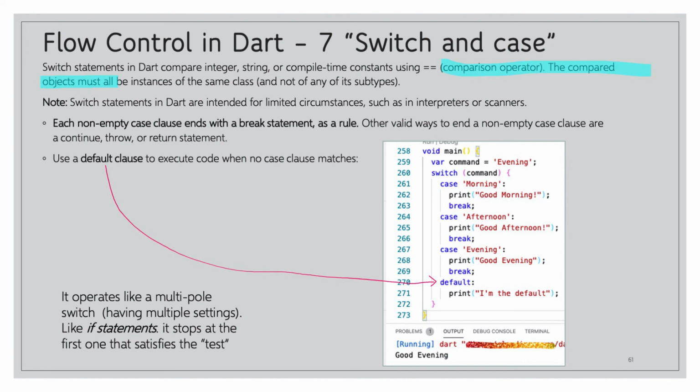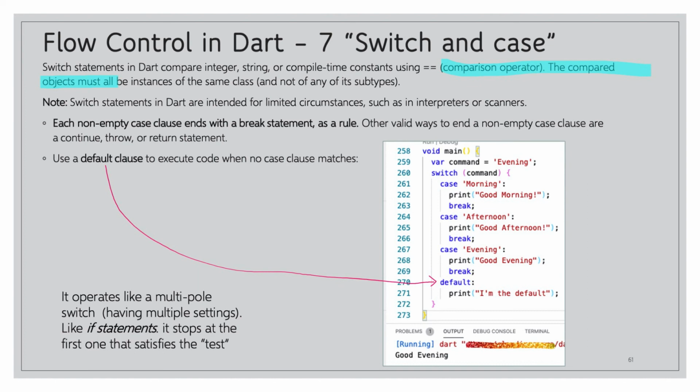Each non-empty case clause ends with a break statement as a rule. Other valid ways to end a non-empty case clause are a continue, a throw, or a return statement. We always use a default clause to execute code when no case clause matches. So this operates like a multi-pole switch having multiple settings. Like if statements, it stops at the very first one that satisfies its test.